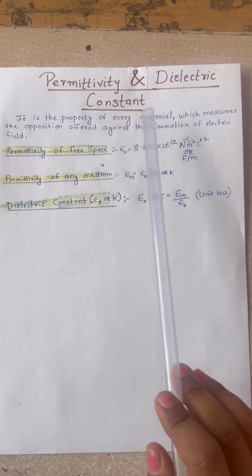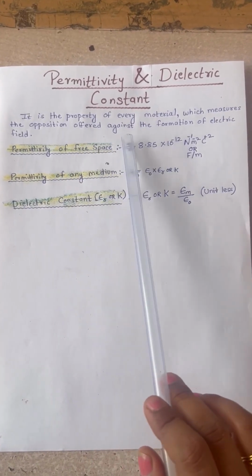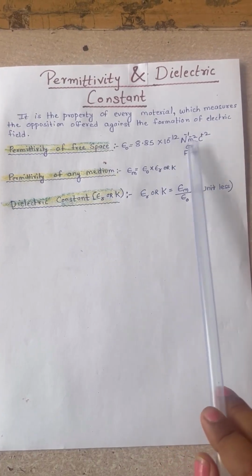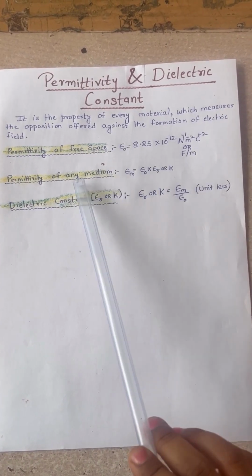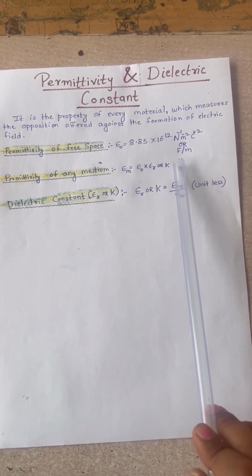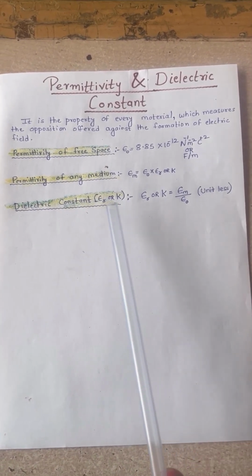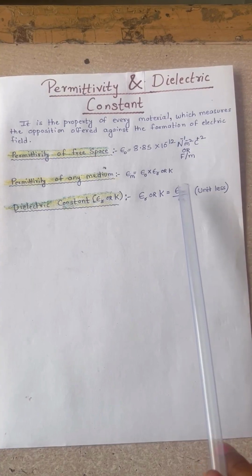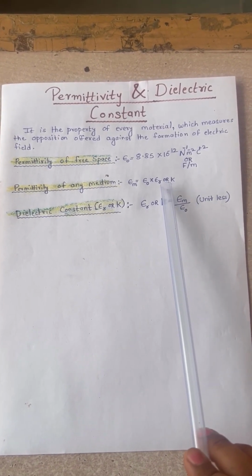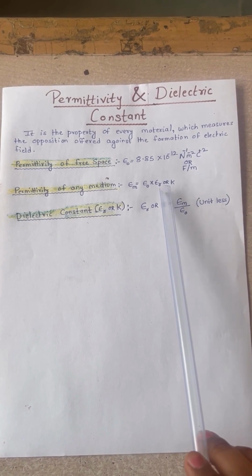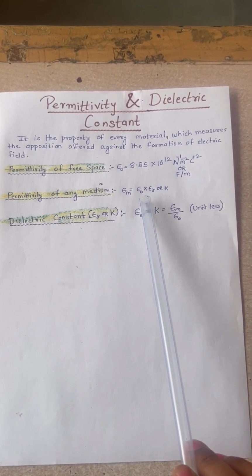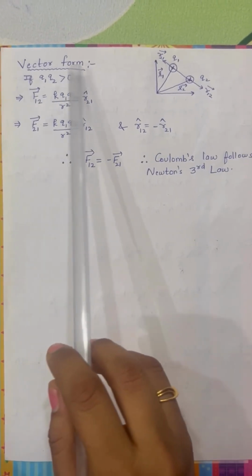Now, what is the meaning of this epsilon naught and the dielectric constant? It gives us the value by which the force between two charges will decrease when the given two charges are placed in a certain medium, and the formulas are shown here. Epsilon r or capital K is the constant for every material.